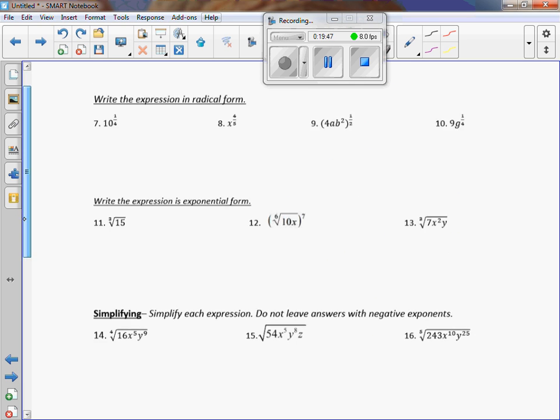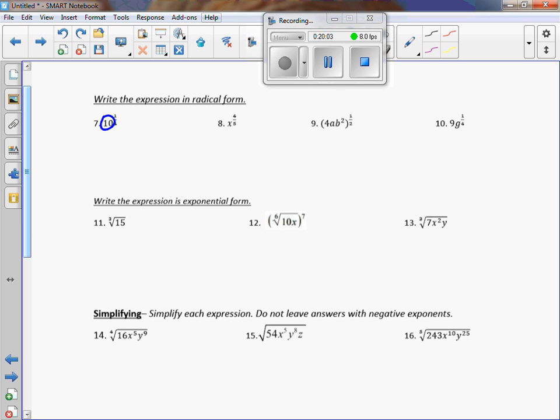So that's it for rationals. At this point, we're going to switch gears into exponentials. We're working with different types of exponents. So number 7, rewrite the expression in radical form. Here's how we do that.